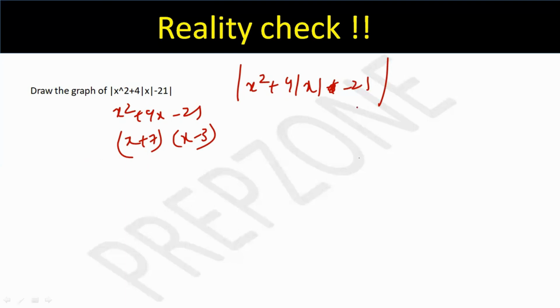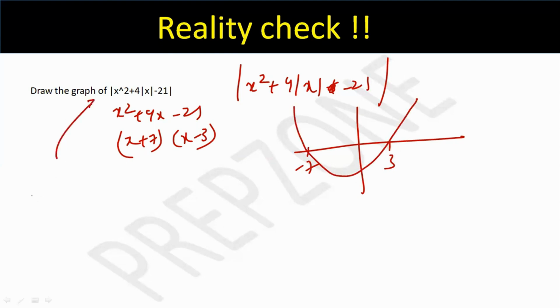So first of all, let's plot the graph of (x plus 7) into (x minus 3). Roots are minus 7 and plus 3. So this is how the graph looks like. Okay? Because what we have to finally plot is nothing but, if you simplify this, I can also write mod x square plus 4 mod x minus 21, right?